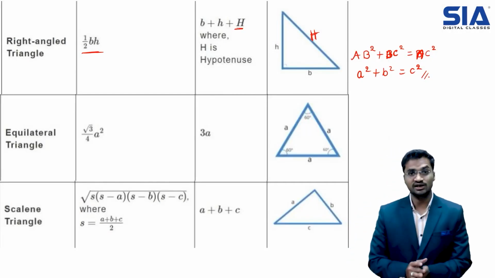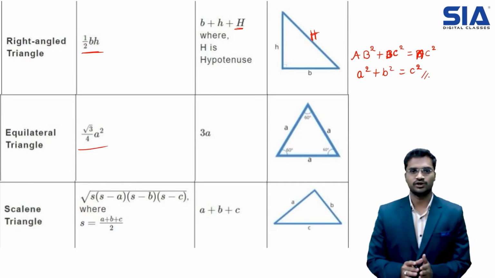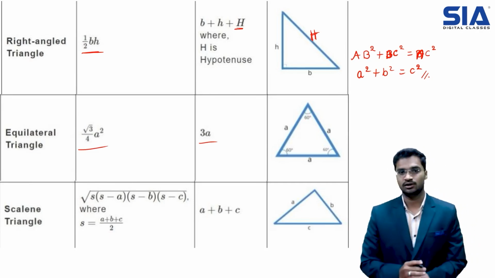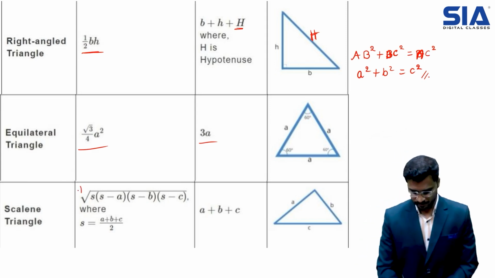Now coming to the equilateral triangle. The area of an equilateral triangle is root 3 by 4 A square, and the perimeter is 3A. So perimeter is 3A, and this is an important formula.